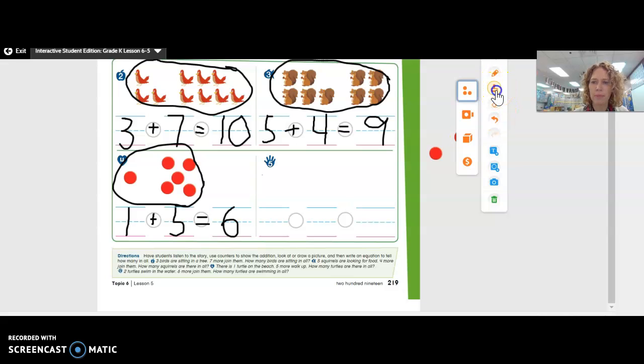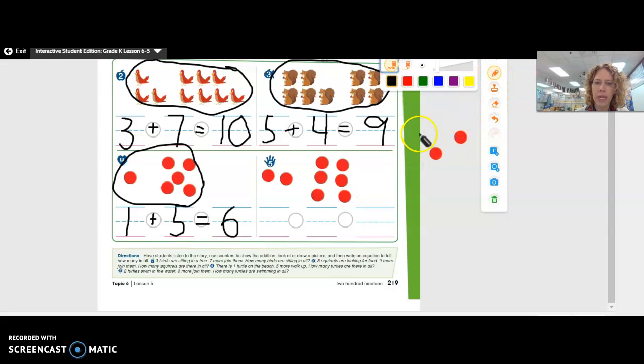So let's grab back to counters again. Number 5 says, 2 turtles swam in the water. So let's make 2 turtles. 1, 2. 6 more join them. 1, 2, 3, 4, 5, 6. How many all together? Okay, so let's write this equation.